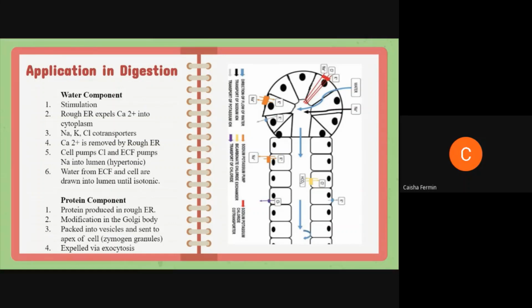The protein components, such as the enzyme or mucin that makes up the mucus, is first made in the rough ER, and then it moves to the Golgi body where it is modified. It is then packaged into vesicles and sent to the apex of the cell. There it is considered zymogen granules and are released via exocytosis.